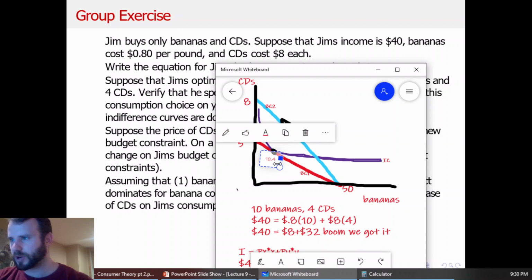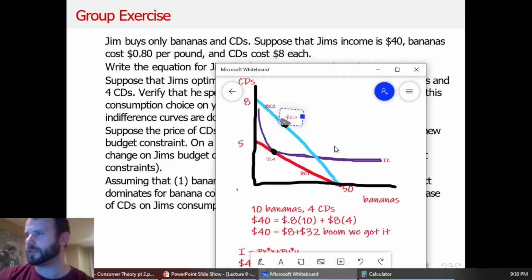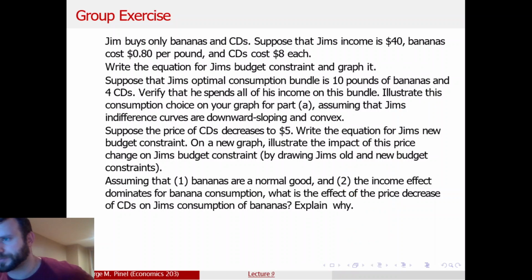So what I'm going to do is write the new point as being greater than 10, greater than 4. Okay.